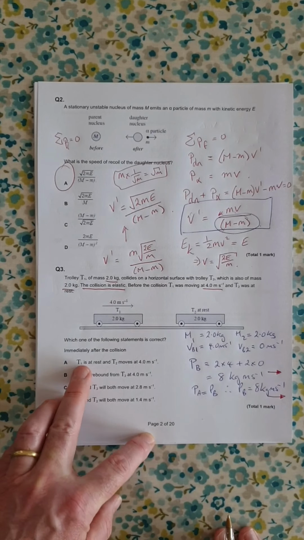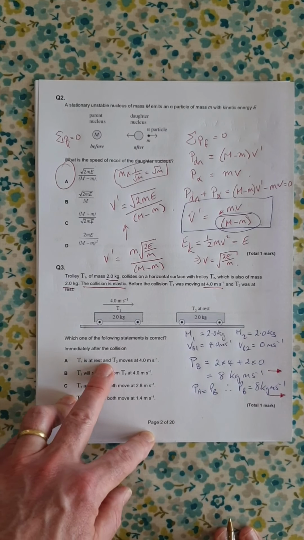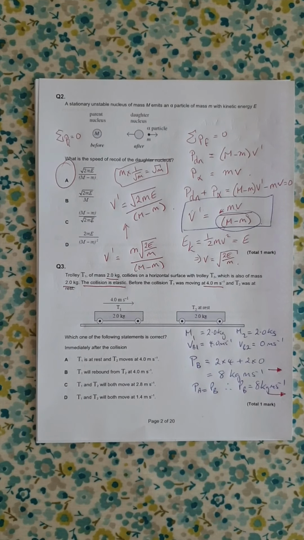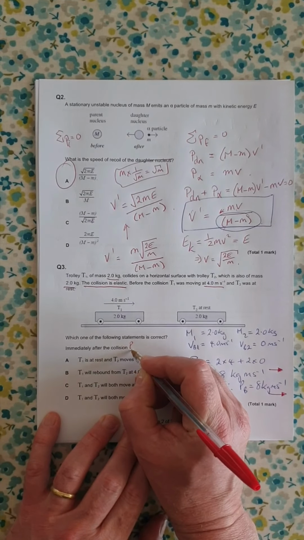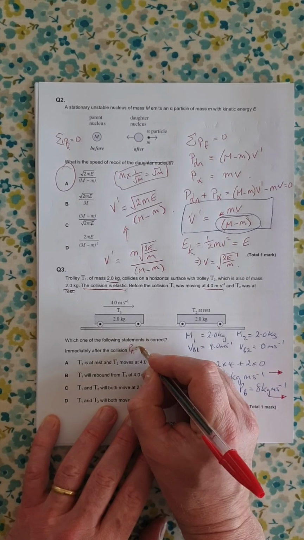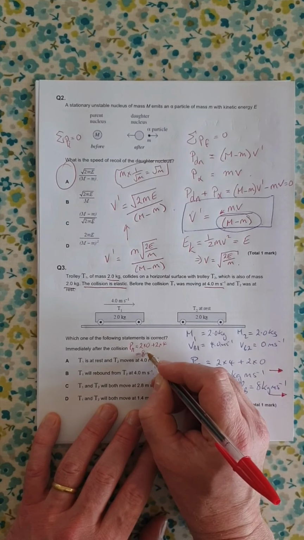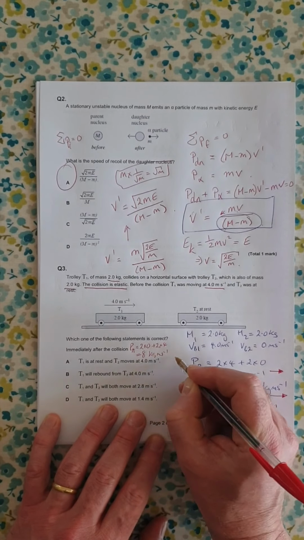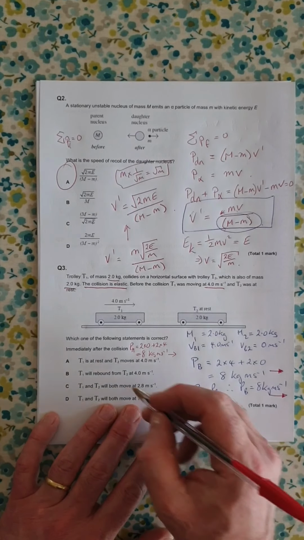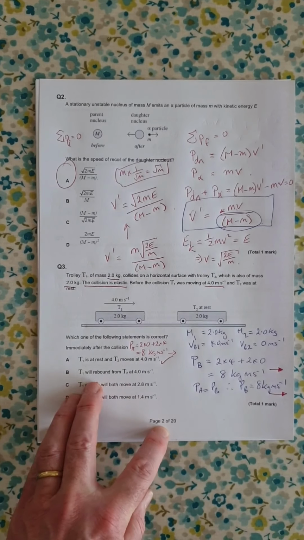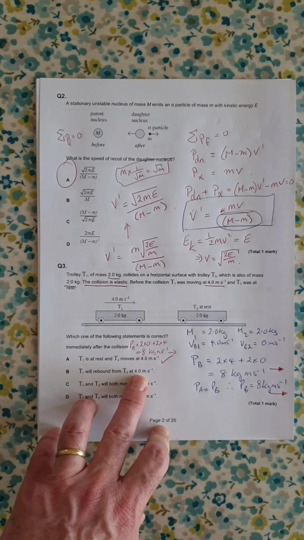Okay, so they say after the collision, one option is T1 is at rest and T2 moves at 4 meters per second. So what would that give us? That would give us the momentum afterwards is equal to 2 times 0 plus 2 times 4, or otherwise 8 kilogram meters per second, and the direction will be in this direction. So that one's possible.